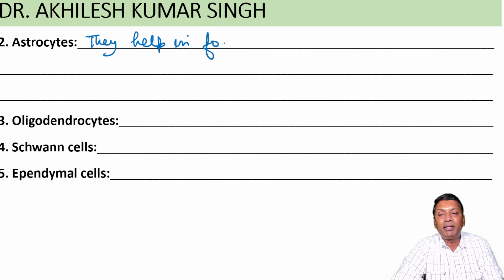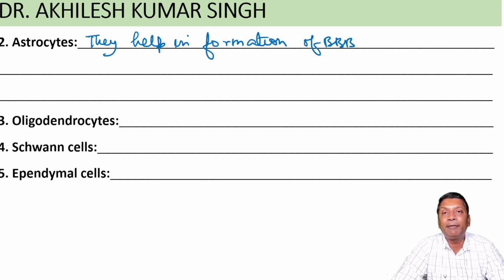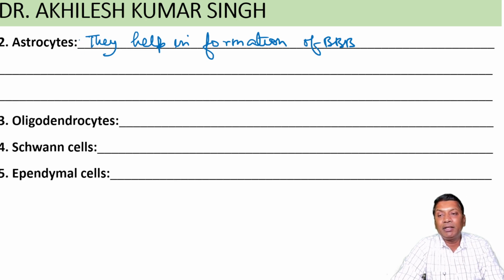So they will help in the formation of blood-brain barrier. So this is their one function. They will help in the formation of blood-brain barrier. Their second function is they will maintain the brain ECF. So they will help to maintain the composition of brain ECF.